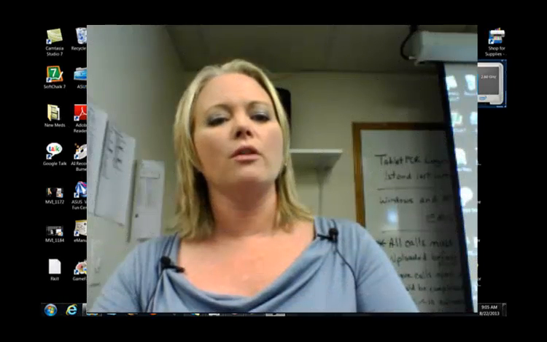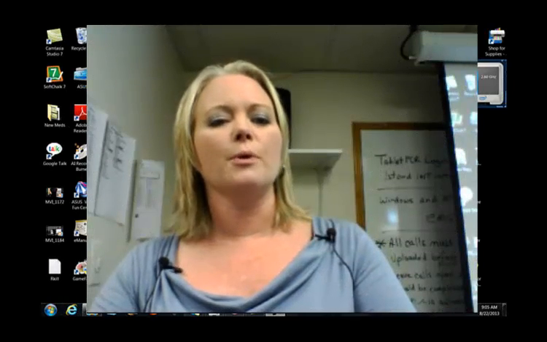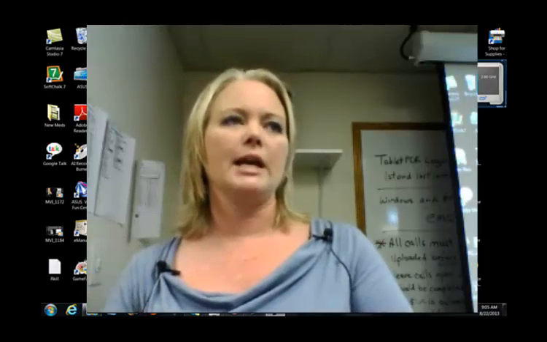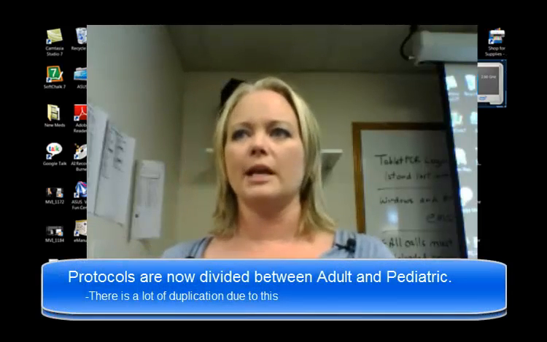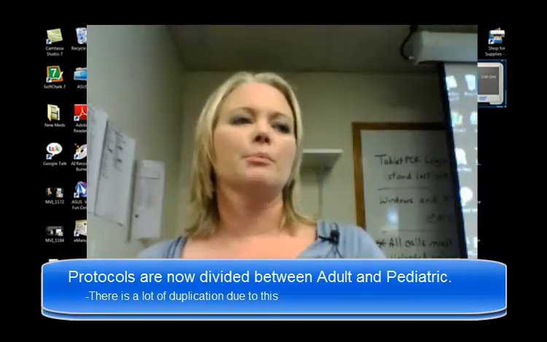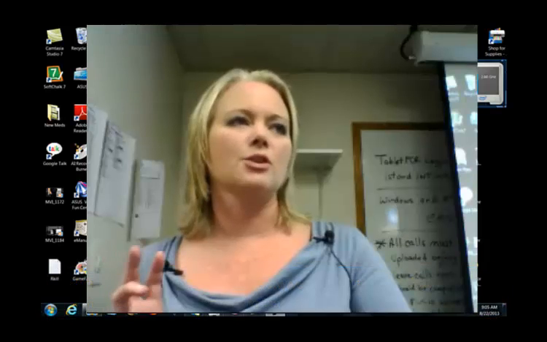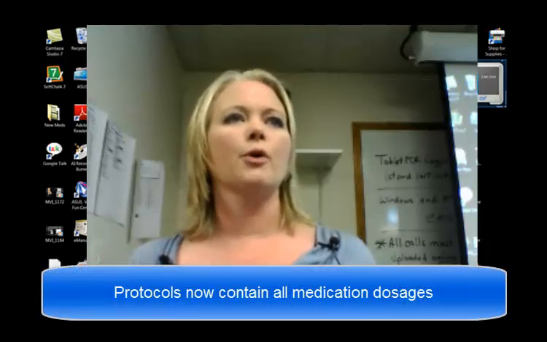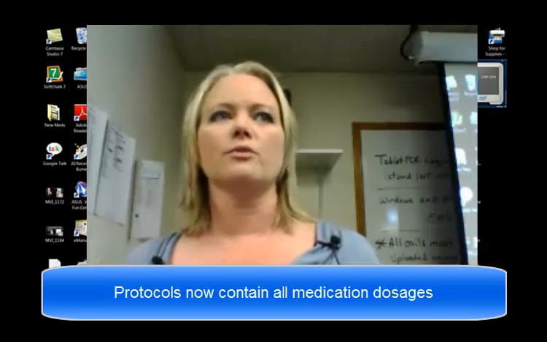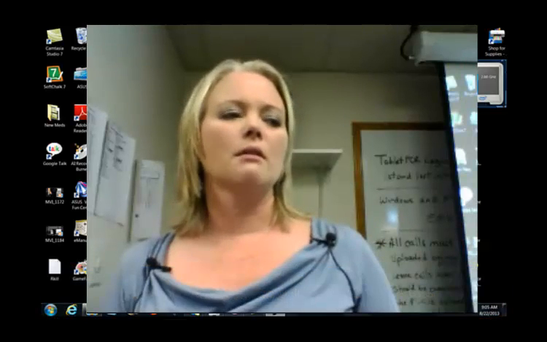Today we're going to go over all of the new protocols and the way that the new protocols are set up. They're now divided between adult and pediatric, so there's a lot of duplication in the pediatric protocols, so we'll be able to go through those pretty quickly. The reason why they have separate protocols for peds is because all of the medication dosages are now on the protocols themselves. You're not having to flip back to another sheet to find out what your dosages are. So it makes it a lot easier to use.